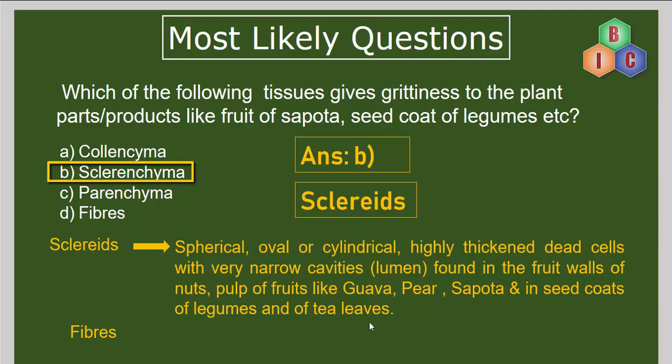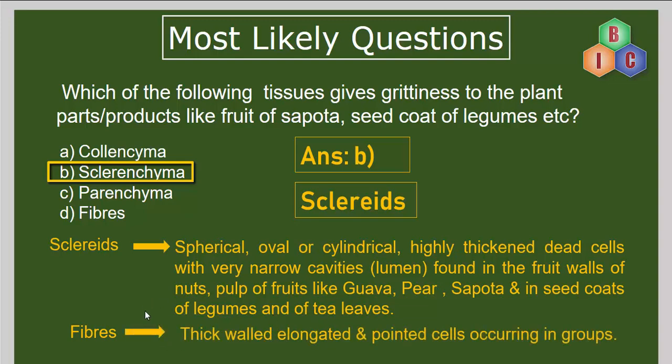So these are some extra points that will help you to answer if the question is asked in a slightly different way. Now let's understand a point regarding the fibers. These fibers are also dead cells. They are thick walled and elongated cells, and these cells are pointed and they usually occur in groups. So that's about the point concerned with this particular question.